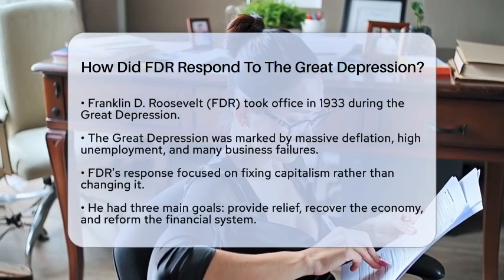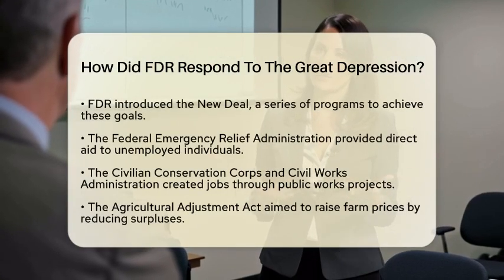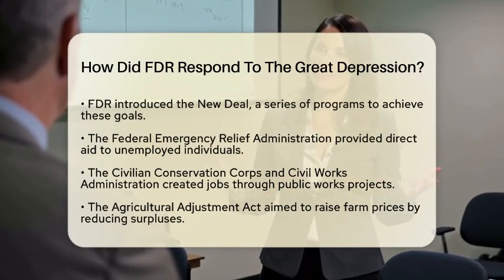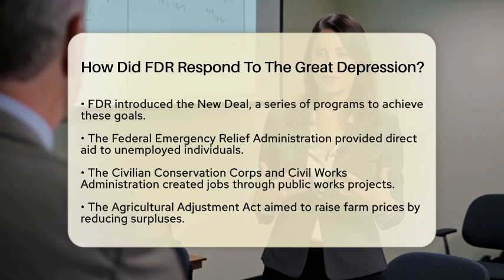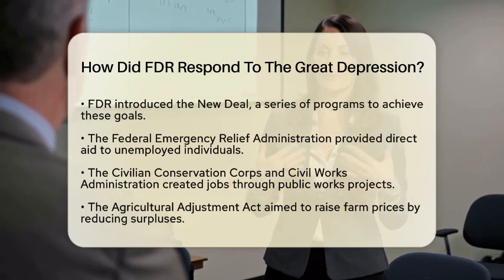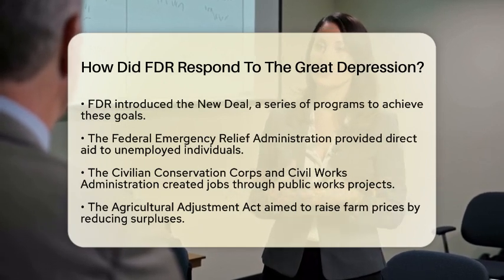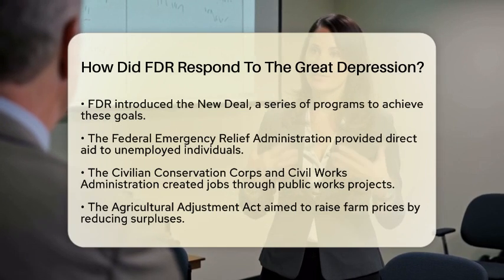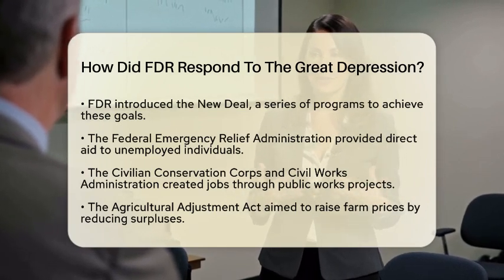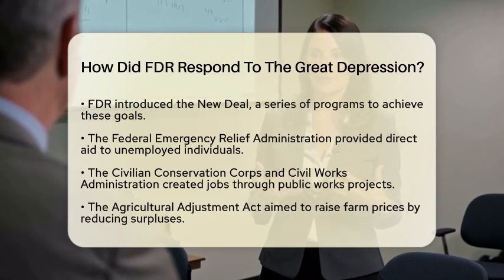To offer immediate help, FDR set up agencies like the Federal Emergency Relief Administration. This agency provided direct aid to states for the unemployed. The Civilian Conservation Corps and the Civil Works Administration created jobs for millions. They focused on public works projects, such as building roads and parks, which helped inject money into the economy and reduce unemployment.